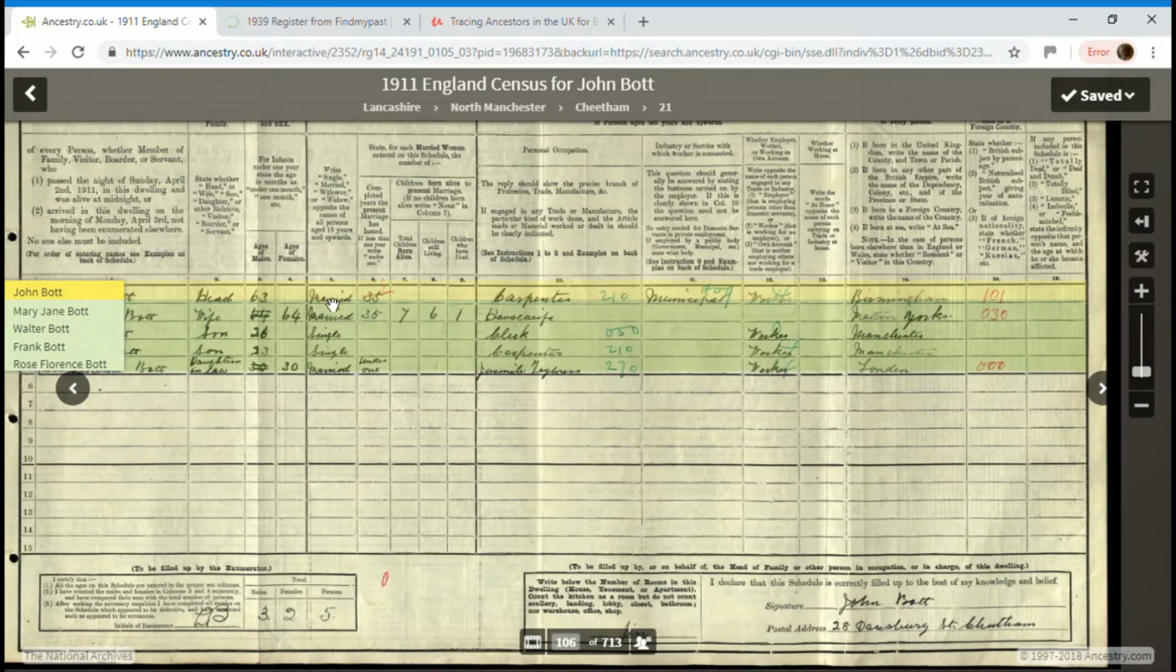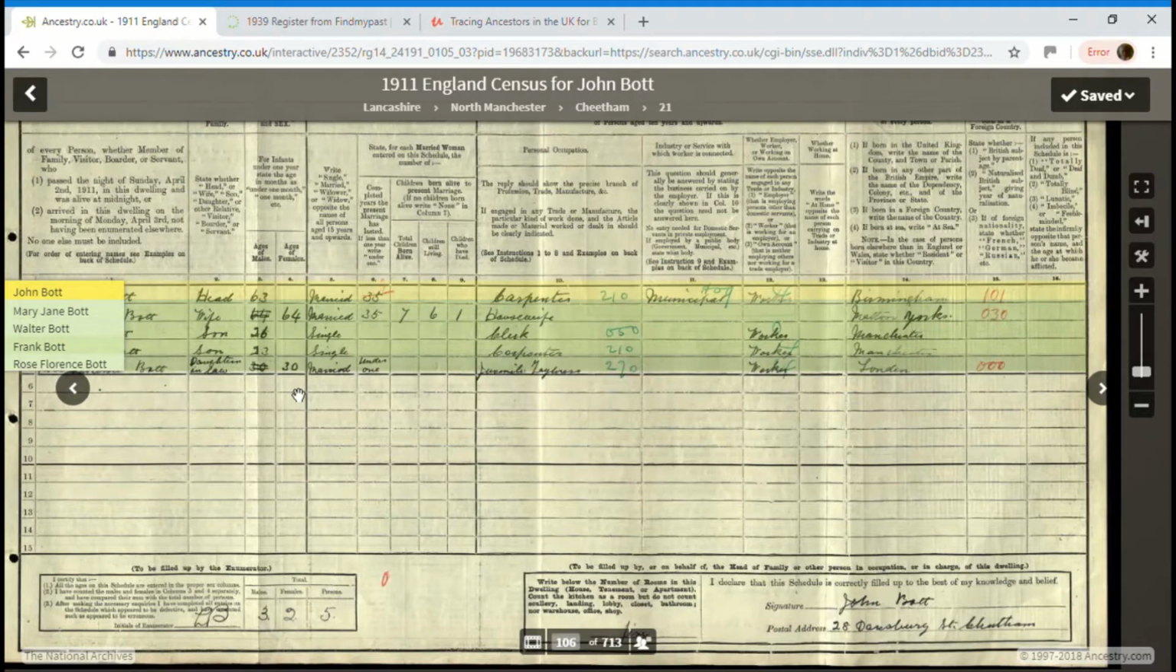First of all, we've got married, single, and married, which all the other census records have. But this one is different. Here, we have the number of years the couple have been married. So for John and Mary Jane, they have been married 35 years. That is really useful, because it means we should be easily able to find their marriage when we go and look for it.